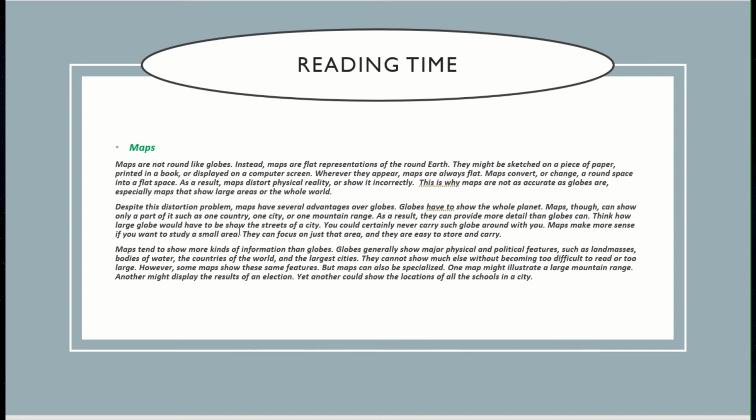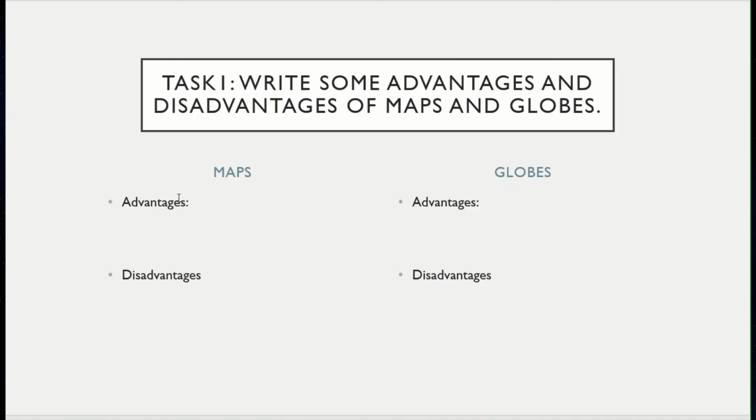Think how large a globe would have to be to show the streets of a city. A globe doesn't show the streets; only maps can show the streets. You could certainly never carry such a globe, so globes are hard to carry. This is a disadvantage of the globe. However, an advantage of the map is that it is easily portable. These are some advantages and disadvantages of maps. So what is the chief disadvantage of the map? That they distort the information and show some incorrect information, which, as I mentioned, can be easily edited.